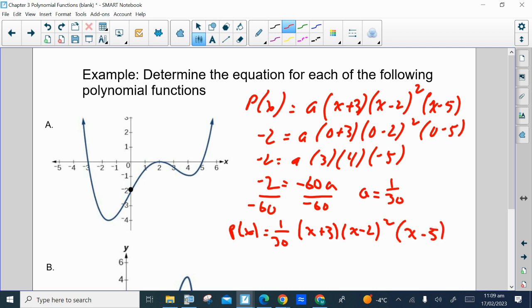And you could put that in your calculator and you would see that graph. So you can check it. And to make sure, you'd have to have those same 3 x-intercepts with the same 3 multiplicities, and also the y-intercept would need to be -2. You could put it in your calculator and you would see that.